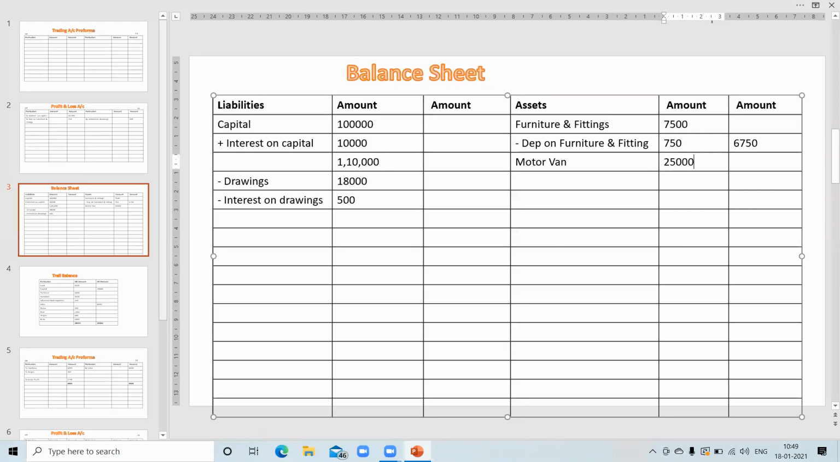Okay, so depreciation on motor van is also 10%. Again, minus depreciation on motor van. For example, it is 2,500. The remaining balance will now be posted in the outer column. It is 22,500. Okay, so again every adjustment will now be posted 2 times.